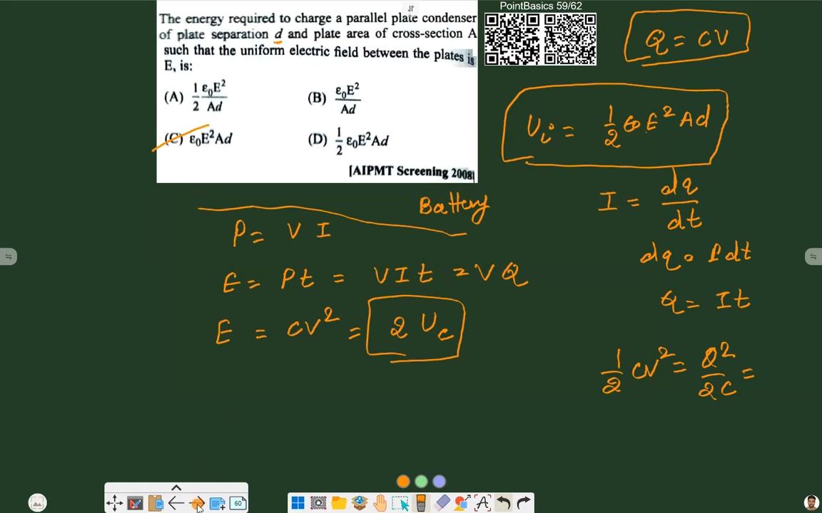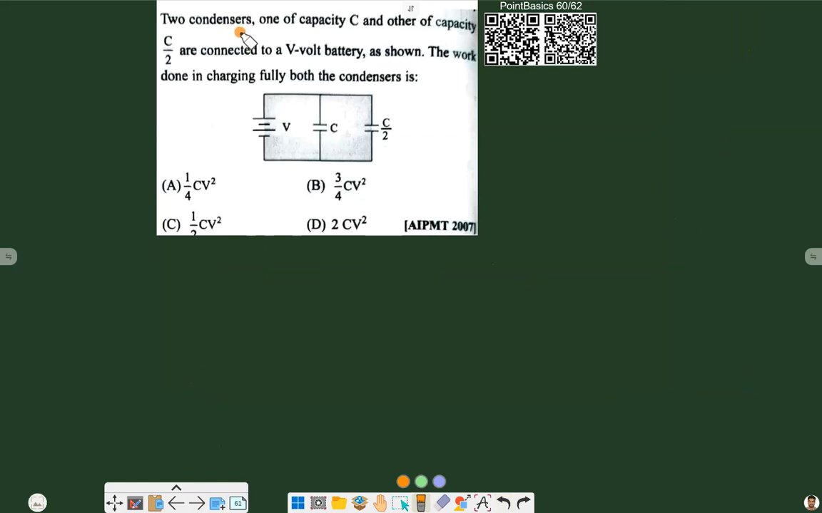Next question. Two condensers, one of capacity C, the other of capacity C by 2, are connected to a V volt battery. The work done in charging fully both condensers is, so we have to find out the work done in charging fully both of these. So work done will be just the amount of energy stored in both of these.